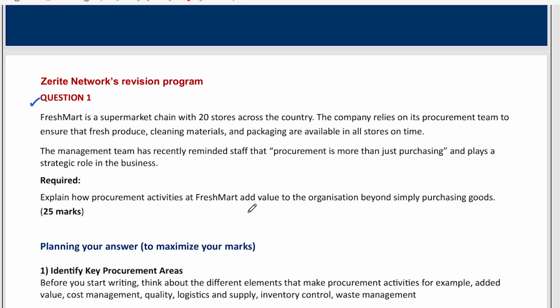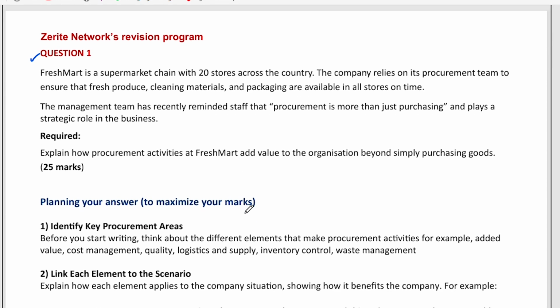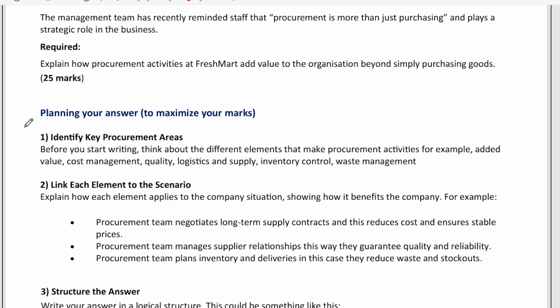So they're asking, what's the difference between procurement and purchasing? That's what they're asking you in different ways. So in this case, obviously, you start by planning your answer. What are you saying? Identify key procurement areas. So that's the thing.